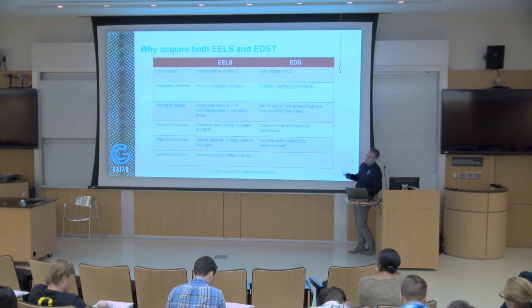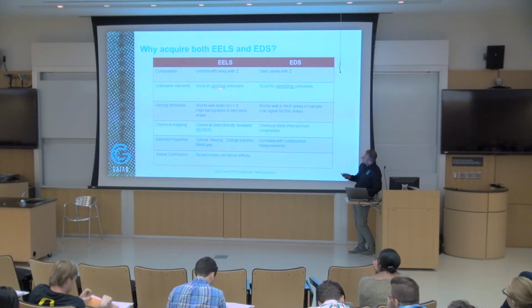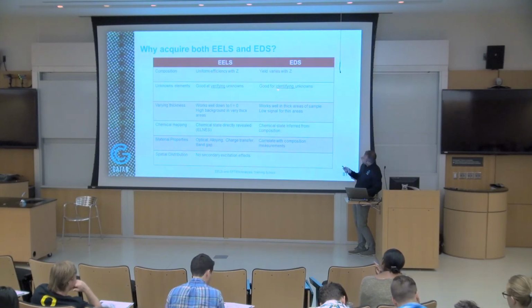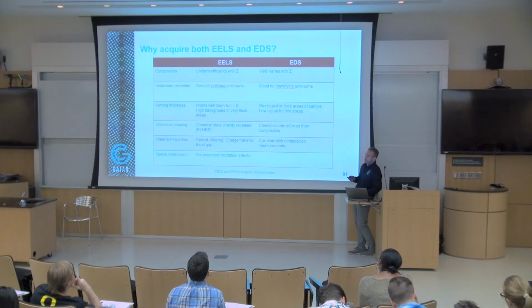And also there's a competition with Auger spectroscopy, which is more favorable for light elements. EELS is good at verifying unknowns, but EDS actually has an advantage there because you have fewer problems with the background, so it's pretty good at identifying unknowns. If you don't know anything about your sample, I would probably do EDS. It would be the first thing I would do.